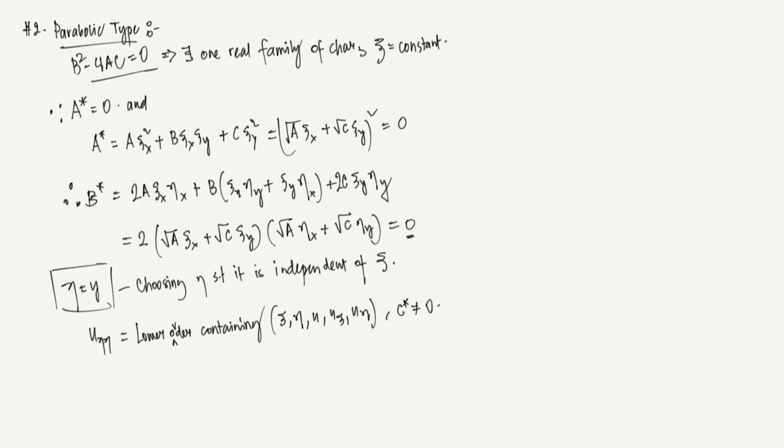Once we do that, we choose it in such a way, it's the most simple part, that the equation becomes much easier. If you choose xi, eta equals y, now you see in that case B star becomes 0. Is it okay? Once that is true, we actually have the canonical form, which looks like this. So this is called the canonical form of a parabolic equation.